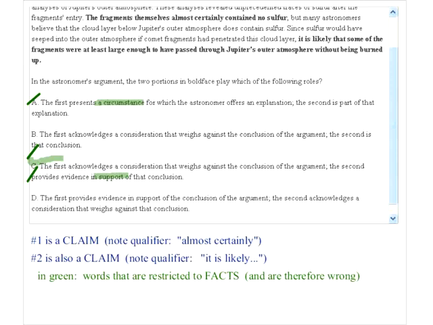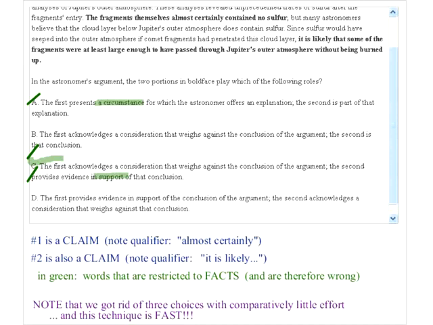And that's the main thrust of today. I mean, you can't necessarily expect to get everything all the time. But note that we got rid of 3 choices with comparatively little effort. And this technique is fast. So that's a good thing. Okay, there's a question in the text box.